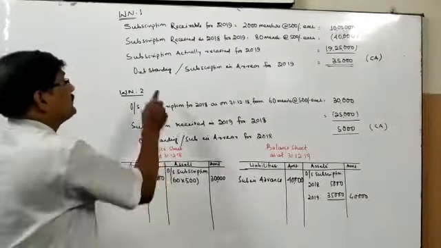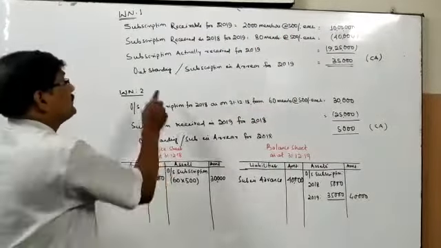In 2019 for 2018, this time we received 25,000 rupees. That means we still have to receive 5000 rupees for 2018. We are still to receive 5000 rupees of 2018. So it is also a current asset, right? So now let us go through.